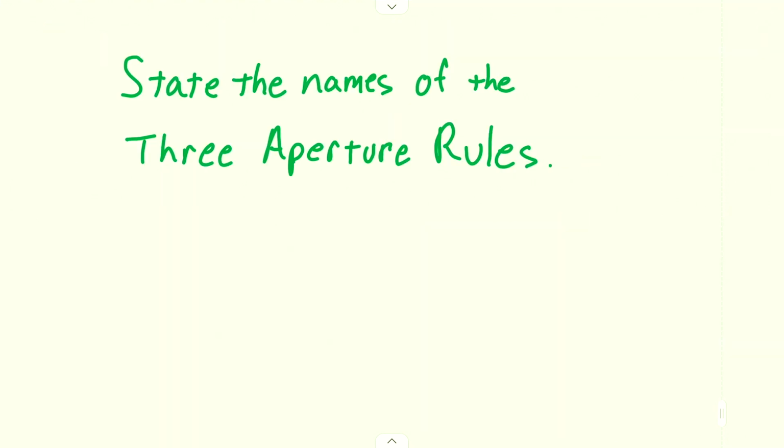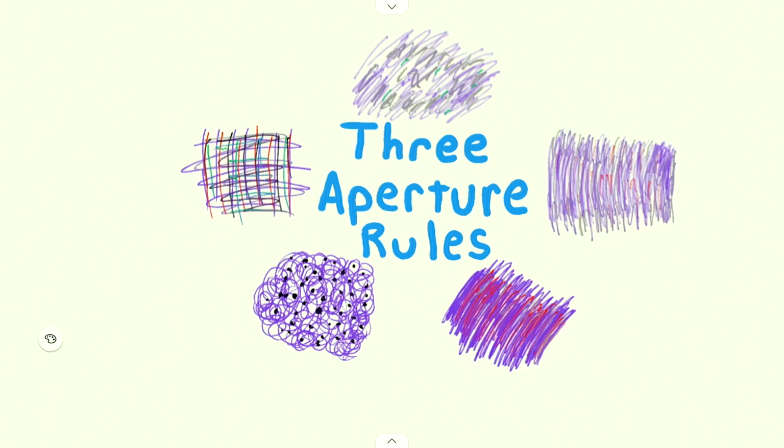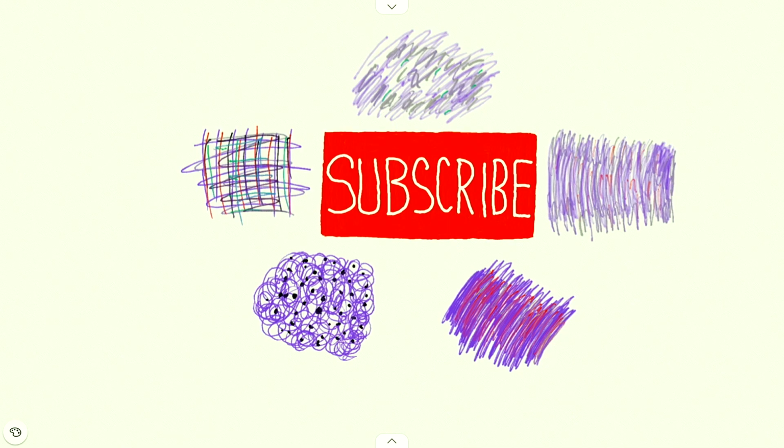Well, you've made it. This is the last objective of this module. State the names of the 3 aperture rules. Okay, that completes this module on 3 aperture rules.